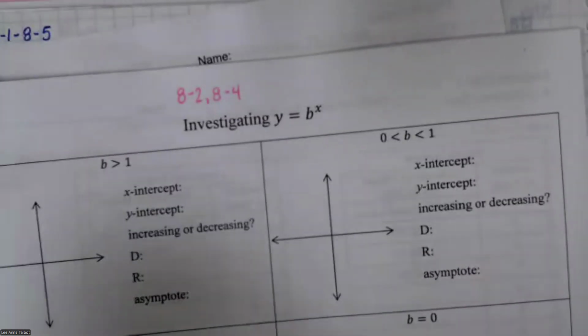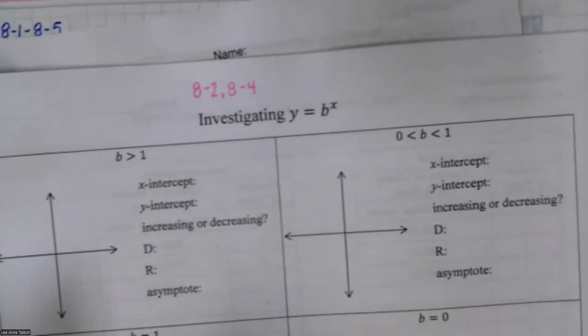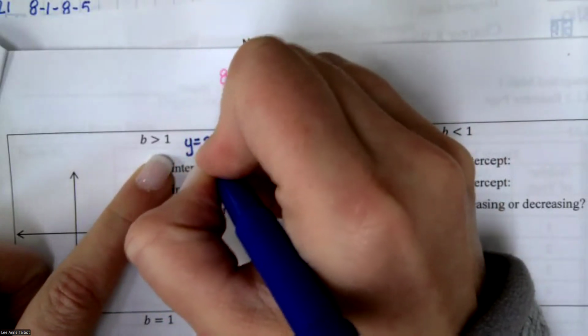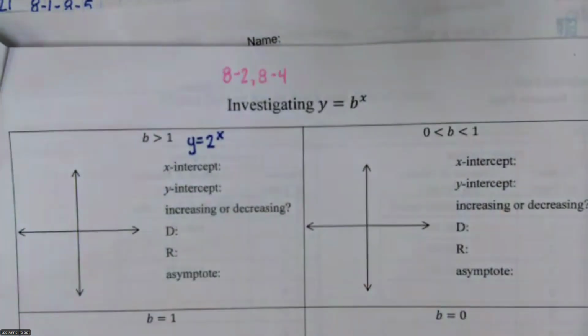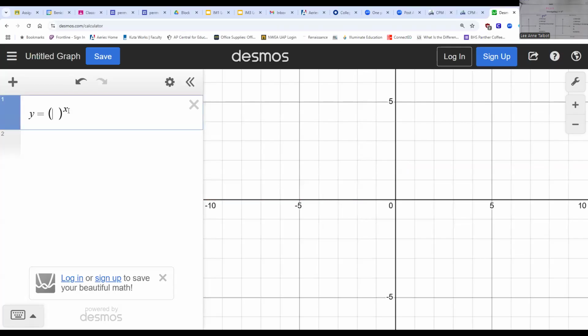So this one says B is greater than 1. I suggest we pick 2 just for easiness purposes. So we're going to call this y equals 2 to the x. And I'm going to go back to Desmos and change that to a 2. Does it look that much different? No. Notice this spot, though, is really important.